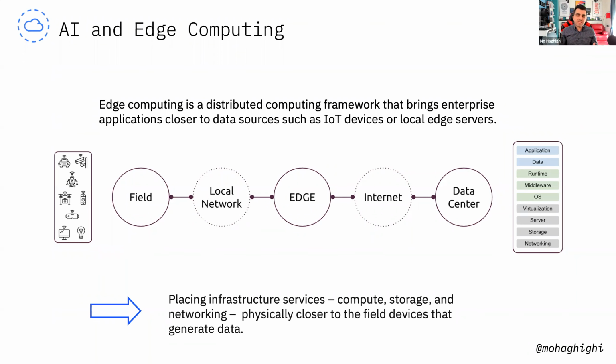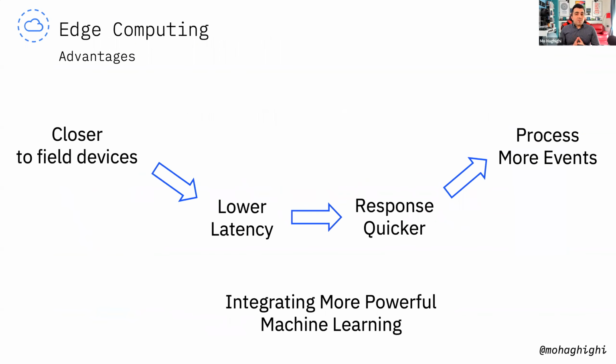that generate data. And then obviously the advantages we get out of edge computing are, by being closer to the field devices, lower latency and quicker response, and that allows us to process more events, which ultimately gives us the power of integrating powerful machine learning in edge devices and IoT networks.